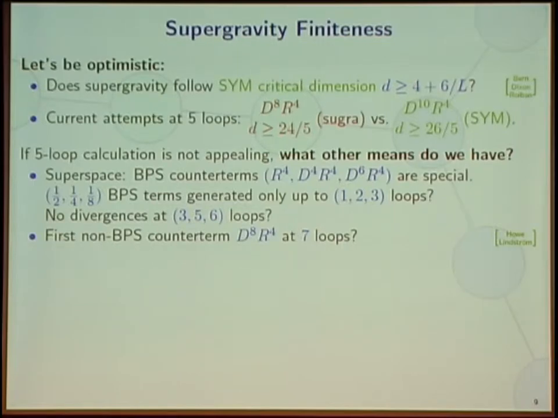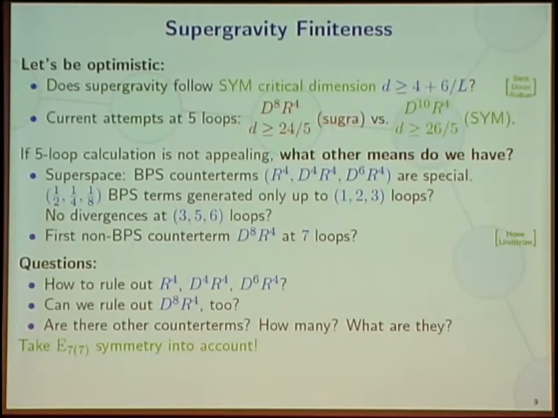And indeed, at 7 loops, there is a first non-BPS counterterm that might carry the divergence. I'm very glad I put this reference here, but I'm sure I missed a few other ones, so excuses to those. So the questions that at this point I can put are: how can we rule out these first 3 BPS counterterms, and can we rule out the non-BPS counterterm at 7 loops too? And then when we're there, are there other counterterms? How many are there? What are they? Can we rule them out somehow?